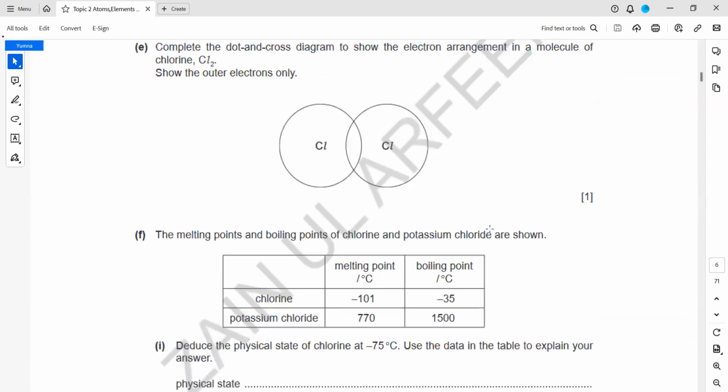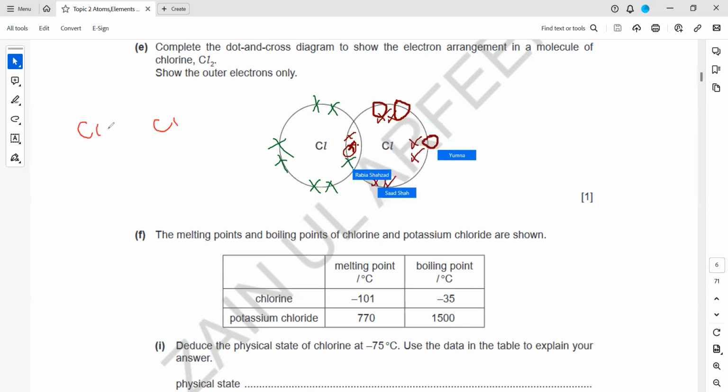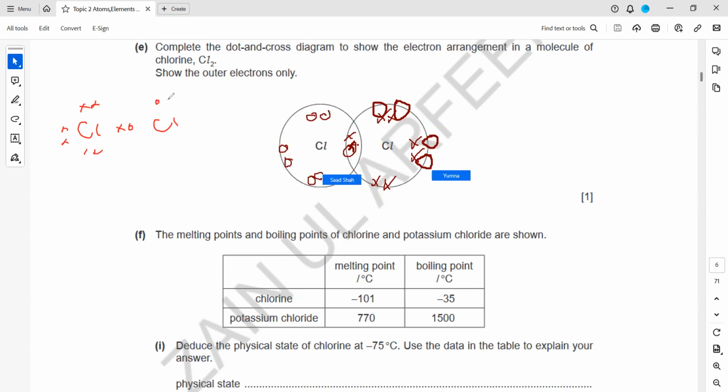Complete the dot and cross diagram for a chlorine molecule. So dot and cross for chlorine, where we have two chlorine atoms. Chlorine belongs to group 7, so they share 1 electron and the unshared electrons will be 6 of them.